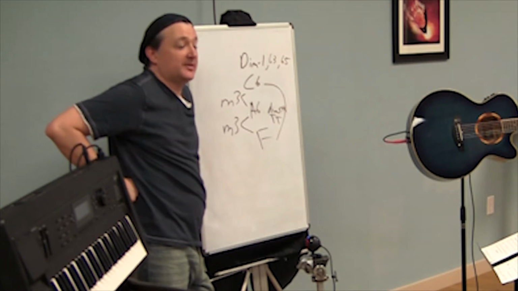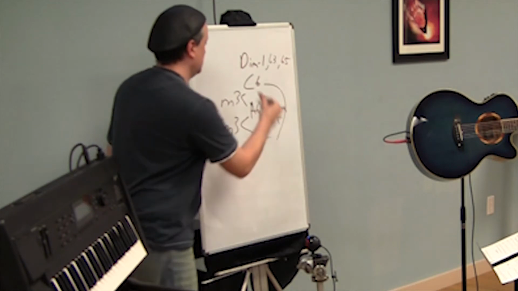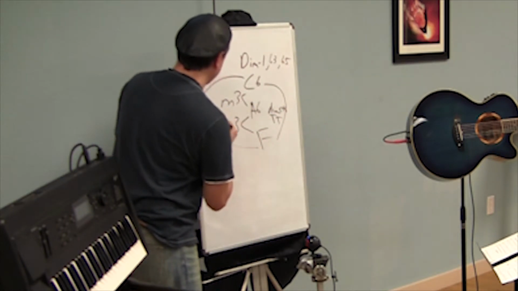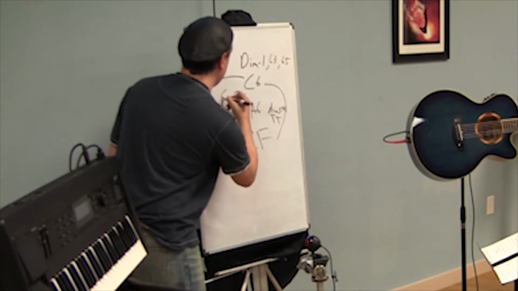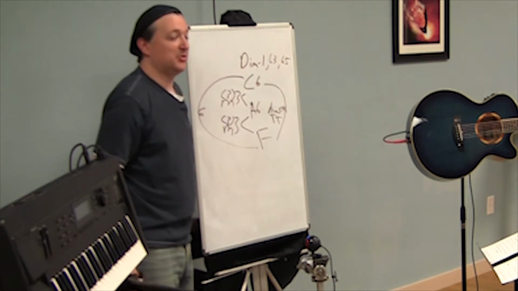How many half steps in a tritone? Okay, so if this right here is 6 half steps, how many half steps in a minor third? 3. How many half steps in a minor third? 3 plus 3 is 6. Booyah.